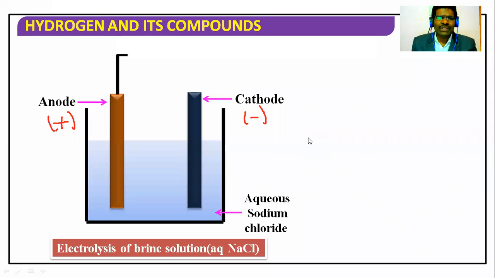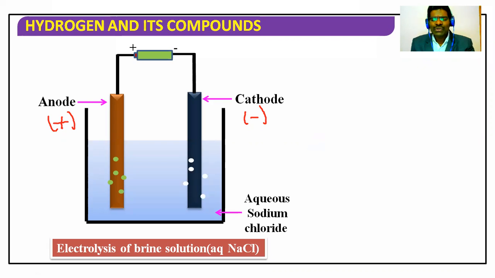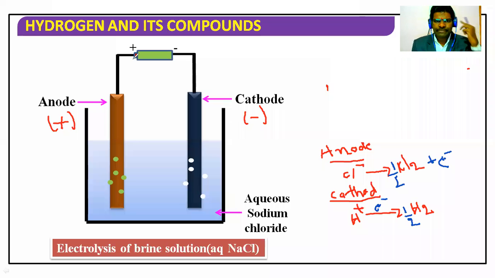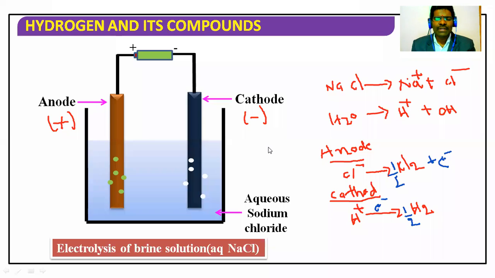Next, see, dear students, these two electrodes are connected to the battery. So when you do electrolysis, what ions are there in the solution? Do you know, dear students? So I will show you here. Let us see, dear students. When you do electrolysis, at cathode, hydrogen gas is liberated. You can see the reaction also, dear students, at the side.